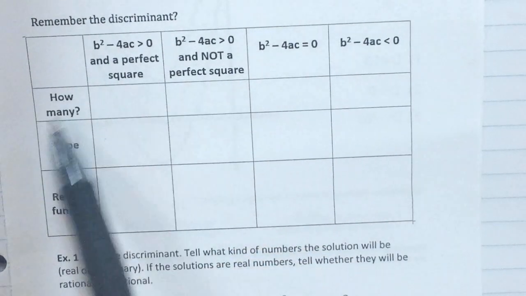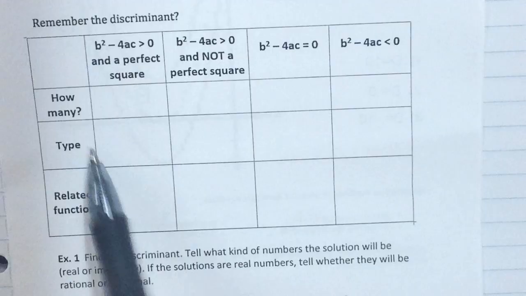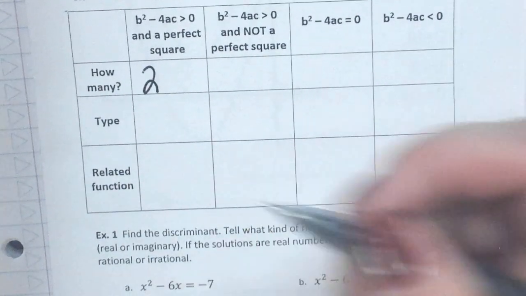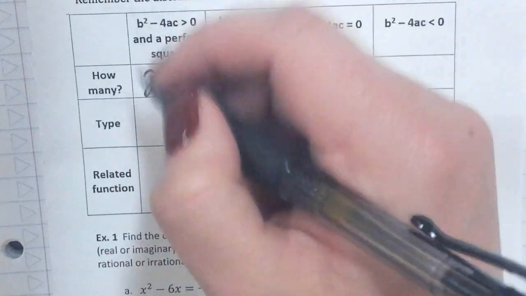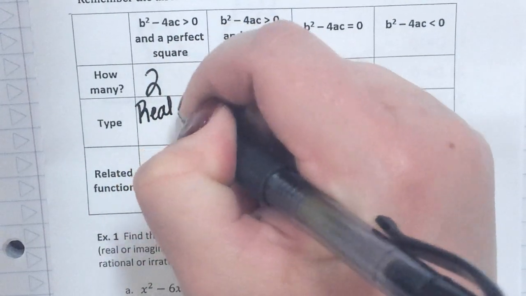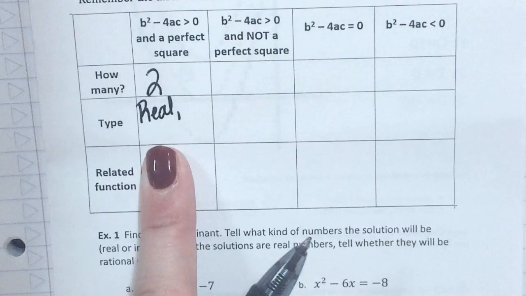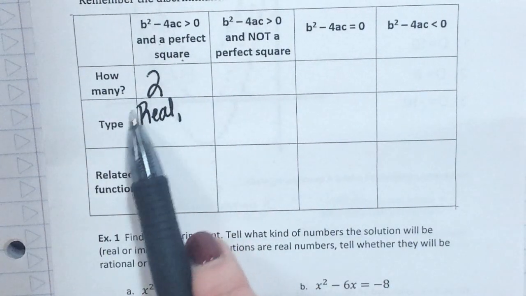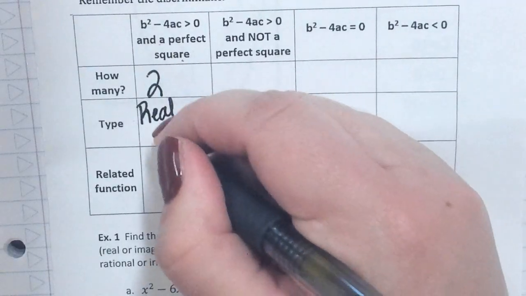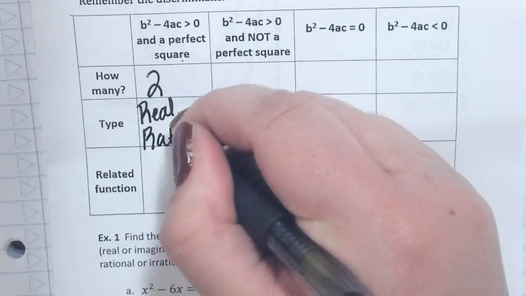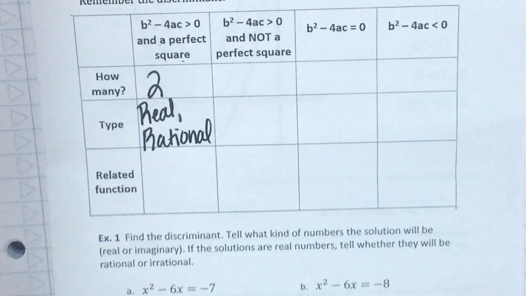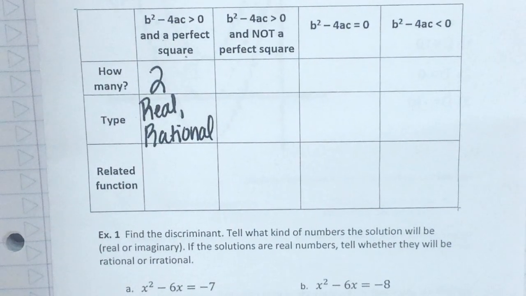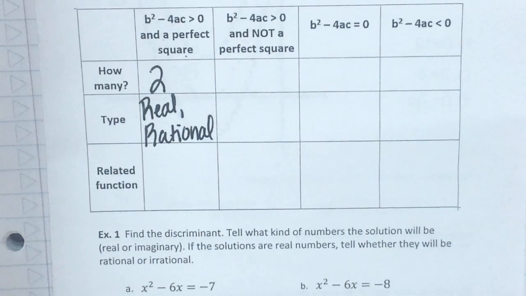and a perfect square. How many solutions do we have? Y'all remember? 2. Okay. And type, meaning what kind are they? They are real. And then, I believe we talked about this, if it's a perfect square, what did we know about those real solutions? They were also rational, meaning there was no square root in the answer. Okay? You could actually get 2 numbers as an answer.